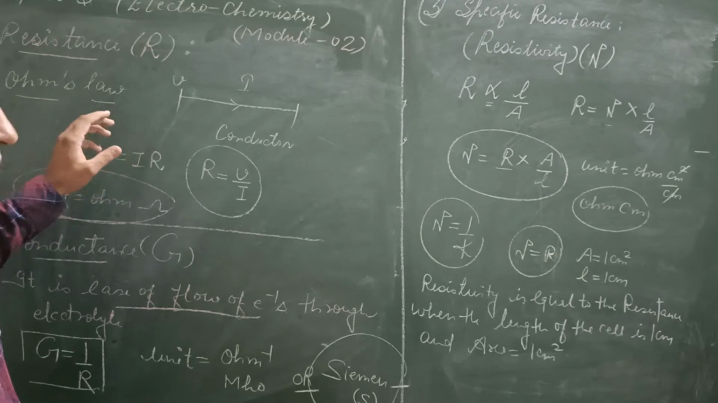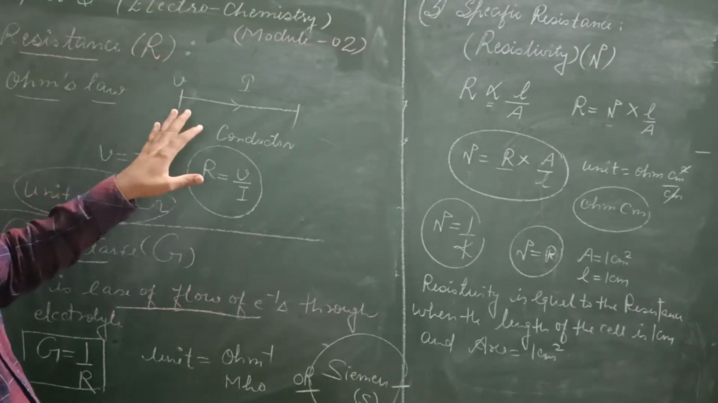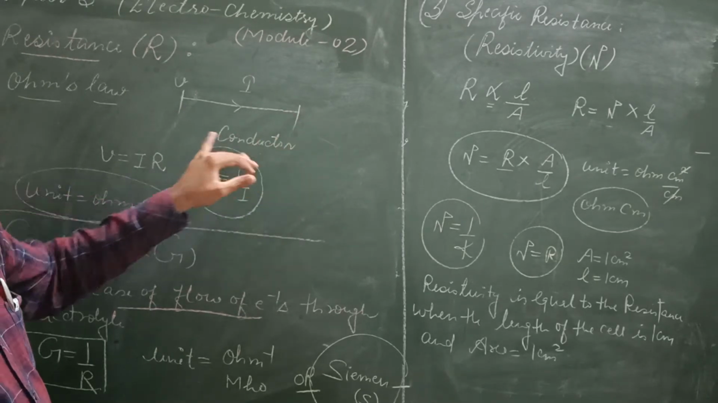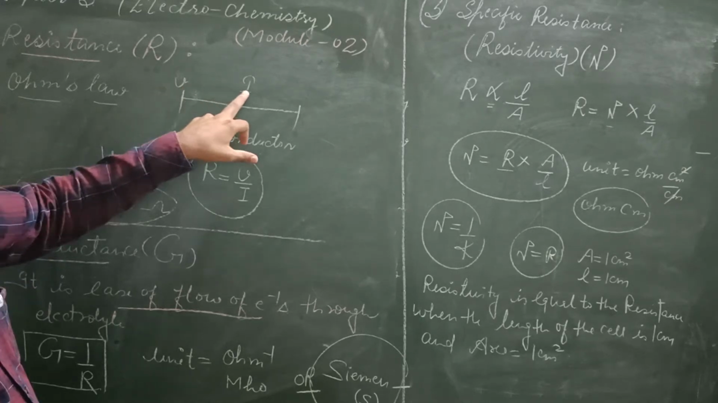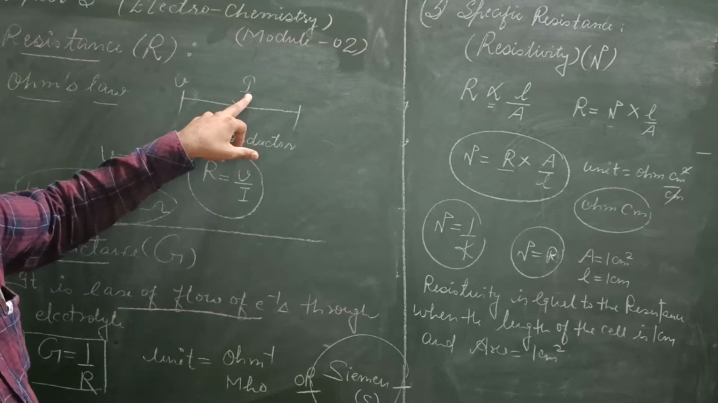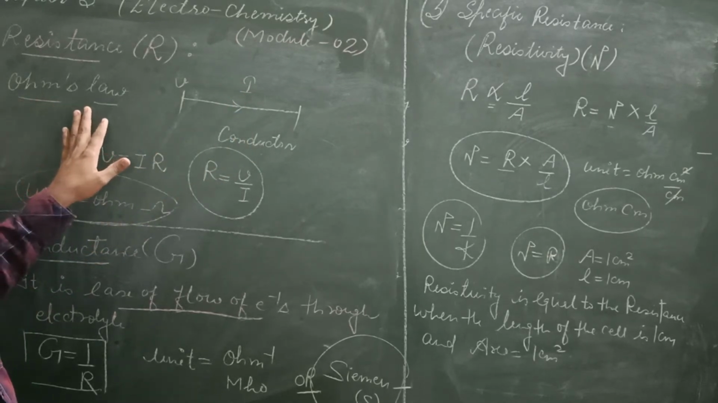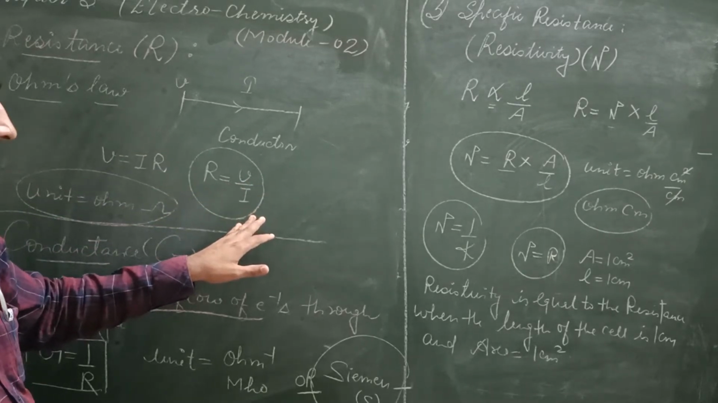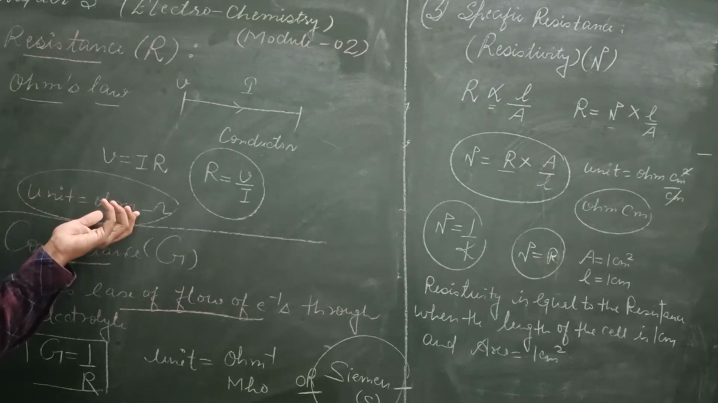I am again telling, the term resistance is shown by R. When we apply the voltage V to the ends of the conductor, and the current I flows through the wire, then the resistance can be explained by Ohm's law. Resistance will be equal to V by I. And the unit of resistance comes out to be ohm.